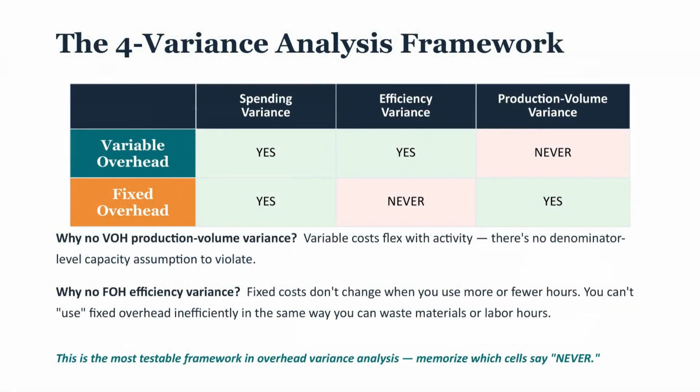Here's the important variance framework for overhead. Spending, efficiency, and production volume variances. Variable overhead flexes spending and efficiency, but never production volume. Fixed overhead flexes spending and production volume but never efficiency. Memorize the key never cells. They're your ultimate cheat code for exam success and real-world cost detective work.